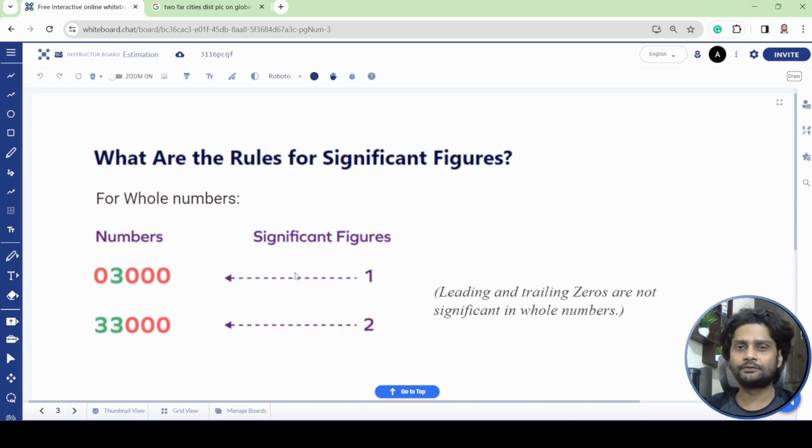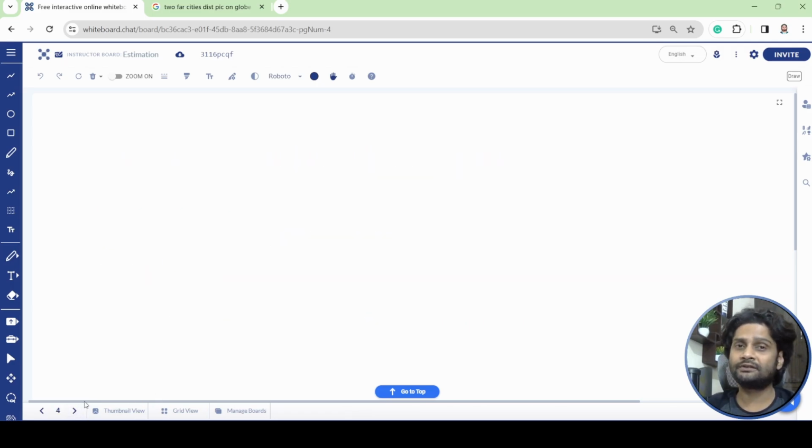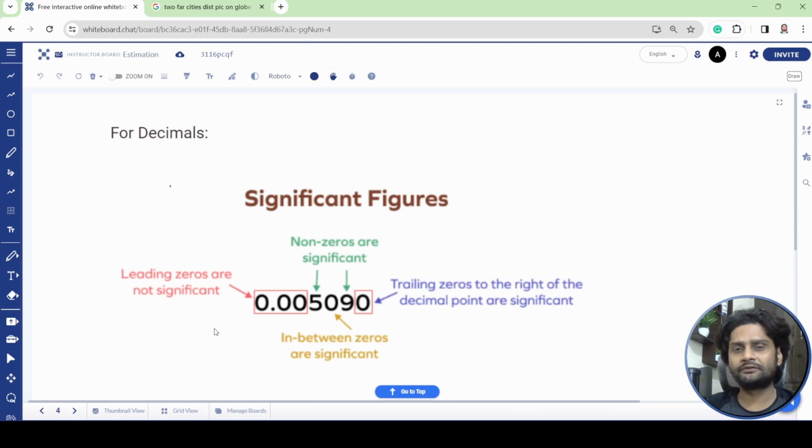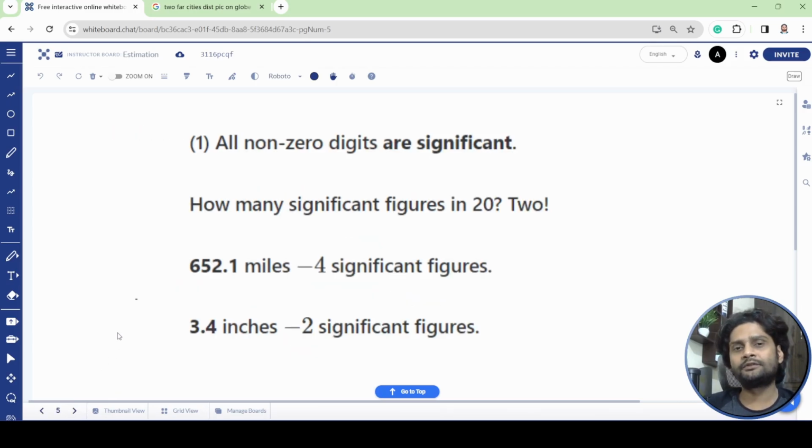So there are some basic rules for whole numbers, students. Whenever we have a whole number that has either leading zeros or trailing zeros, they are always insignificant. We do not consider them as significant. So look at these numbers. It's 0 here, and these zeros are basically not significant. Whereas if you talk about decimal numbers, we again have different rules and regulations. So we can discuss the rules one by one, and then we can practice a few questions.